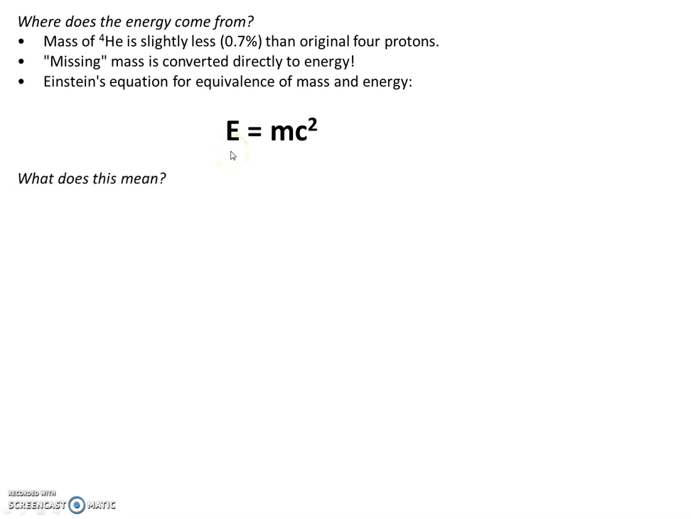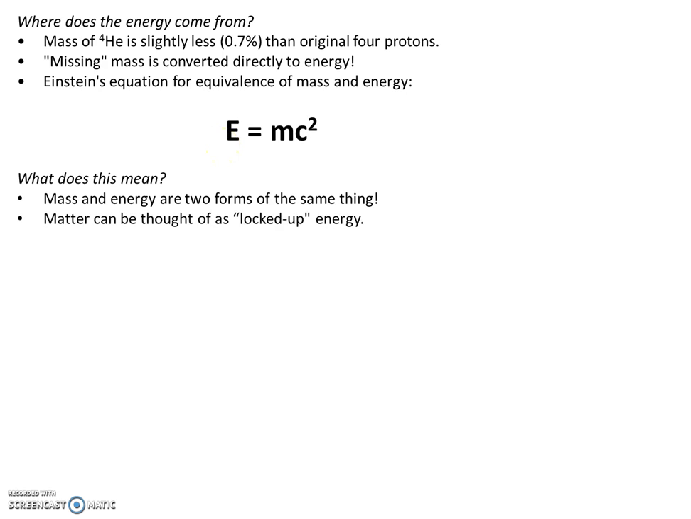So what does it mean? It means that mass and energy are two forms of the same thing. Okay, there is no conservation of mass by itself. Mass and energy can be intertwined. They can turn one into the next. Matter can be thought of as sort of locked up energy. Energy locked up in a solid or material state. And the c² tells you that a little bit of mass yields a lot of energy.